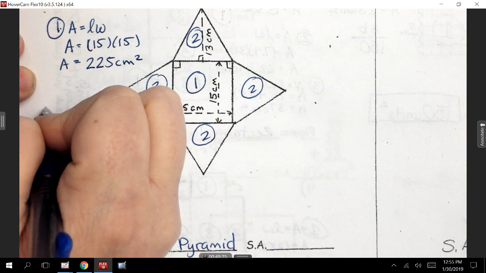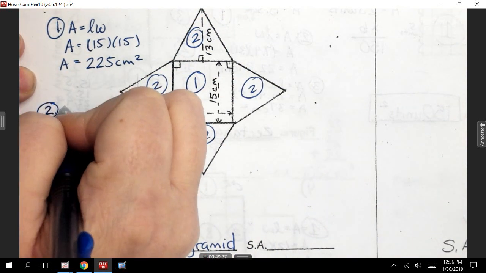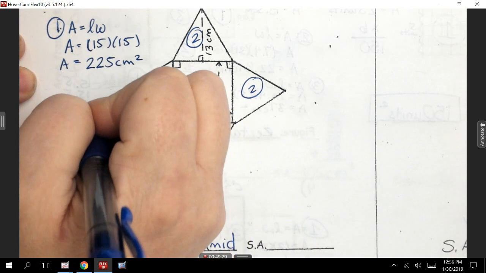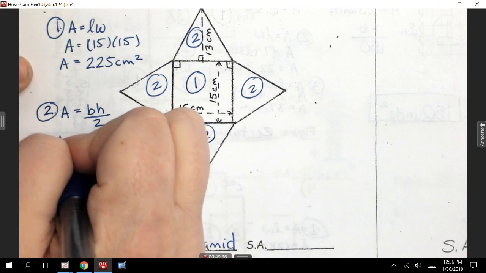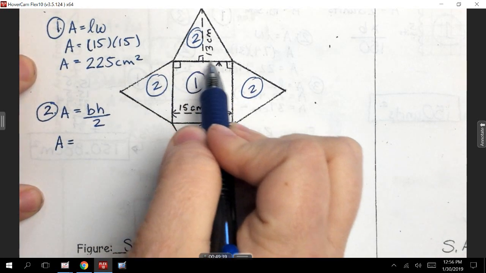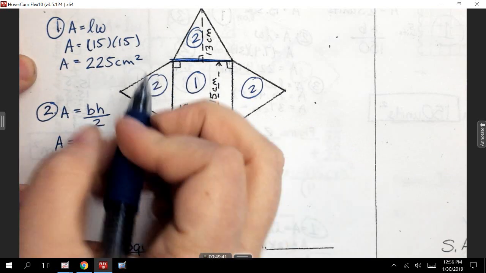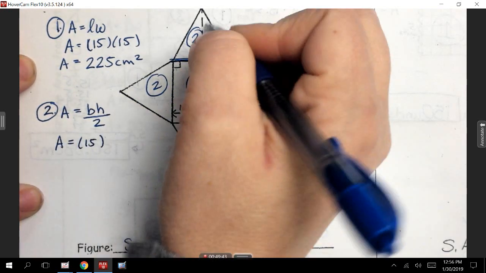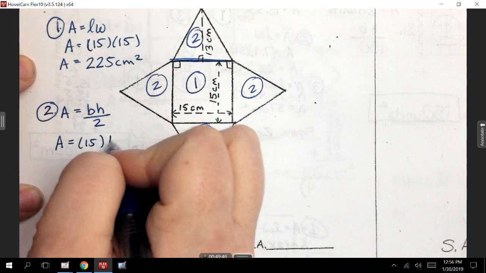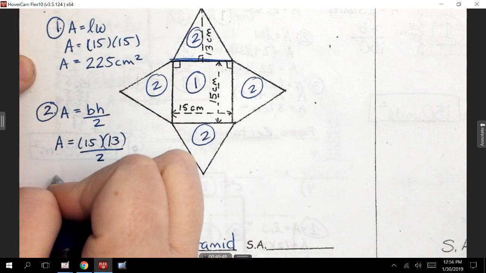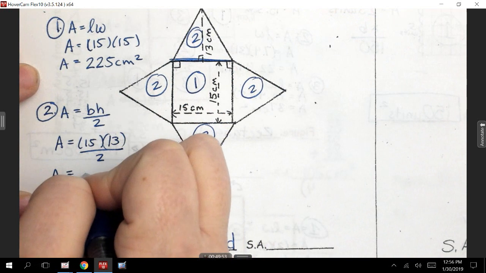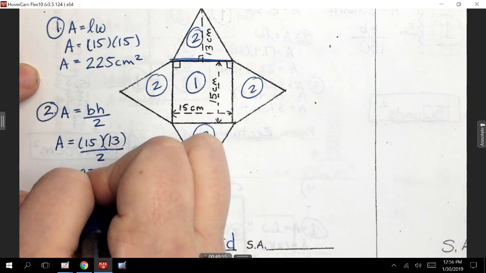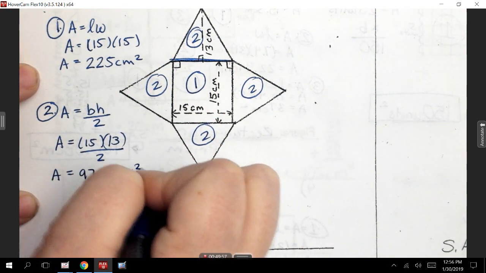All right, and then shape 2, area equals, it's a triangle, so make sure we do base times height divided by 2. Please make sure you're only doing base times height divided by 2 on your triangles. So area equals, if I look at this triangle, the base is on the square, so that's obviously going to match my squares, which was 15. The height is going up and down, so I'm looking at 13 divided by 2. 15 times 13 divided by 2. What do I get for that one, Emma? 97.5 centimeters squared. Do we agree with that?